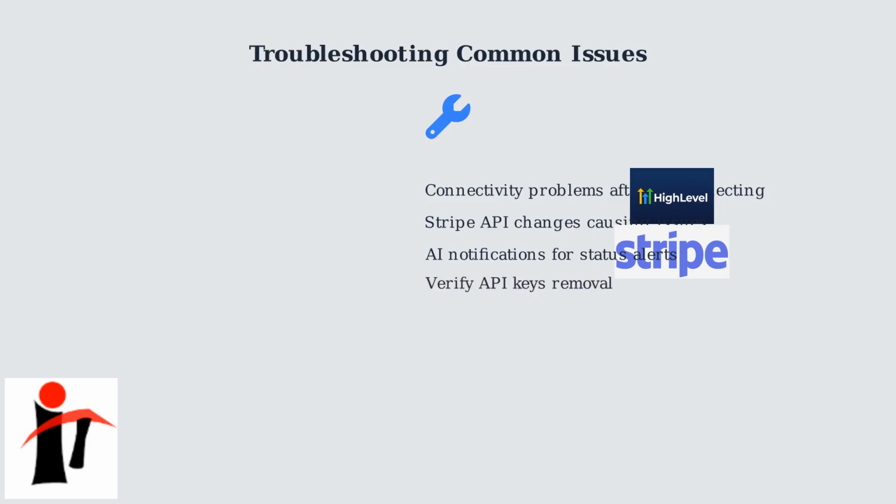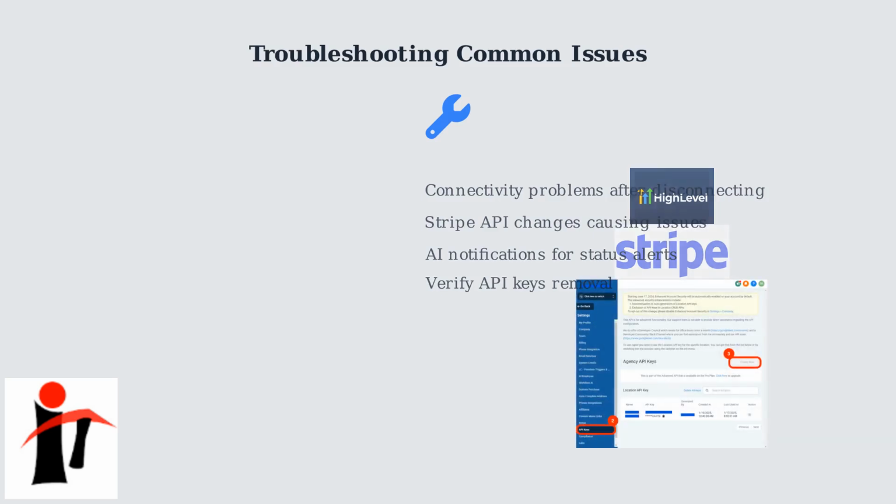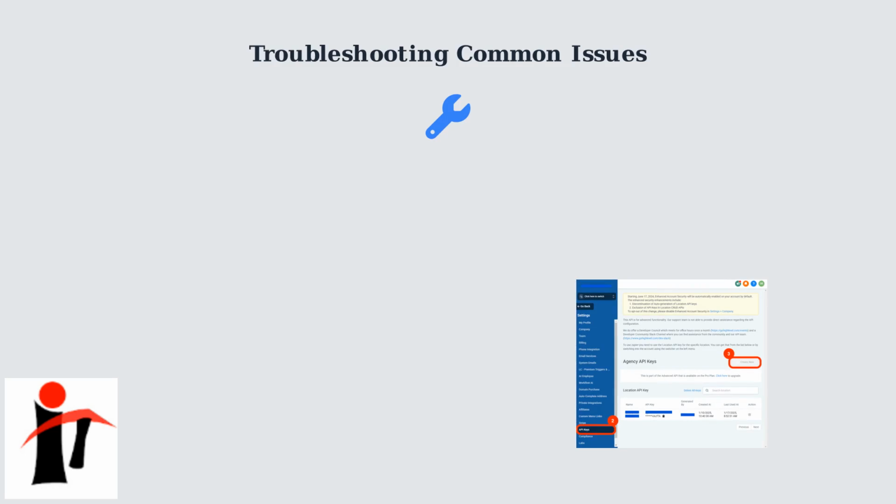Take advantage of AI-driven notifications in GoHighLevel that can alert you to integration status changes, helping reduce manual errors. Finally, always double-check that your API keys have been properly removed from GoHighLevel's integration settings.